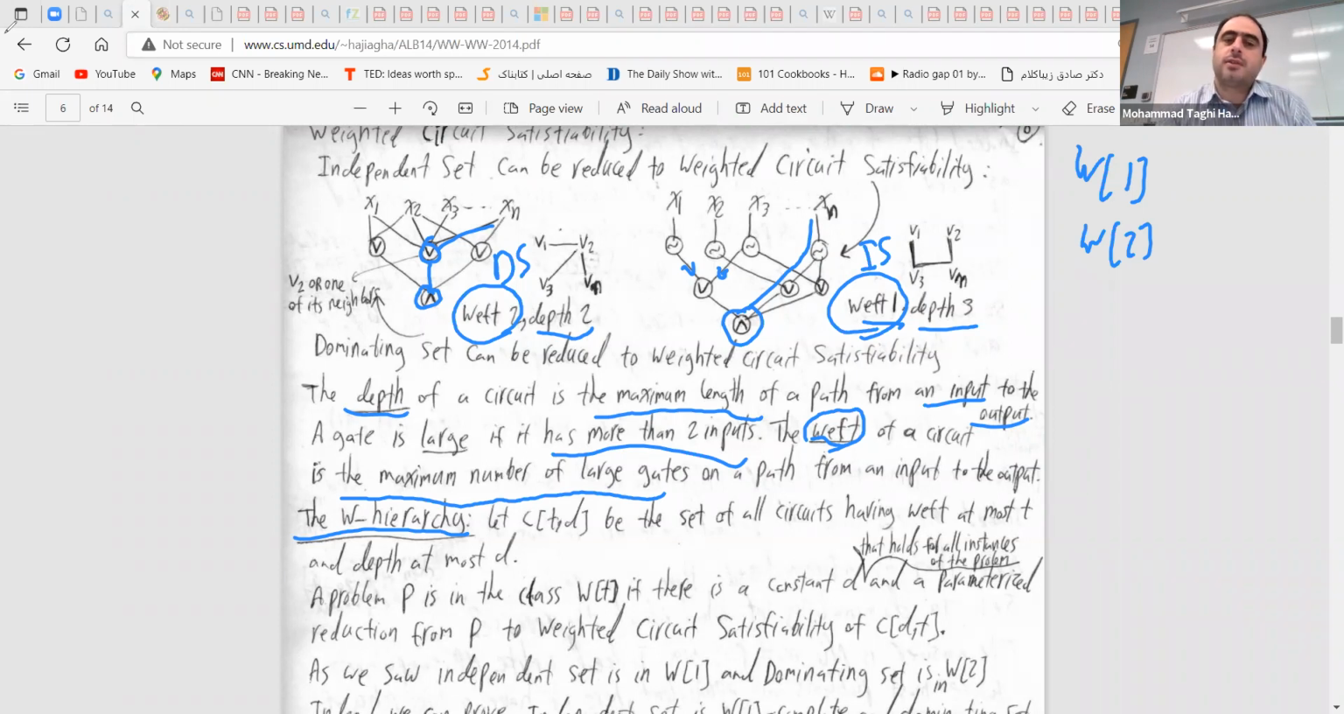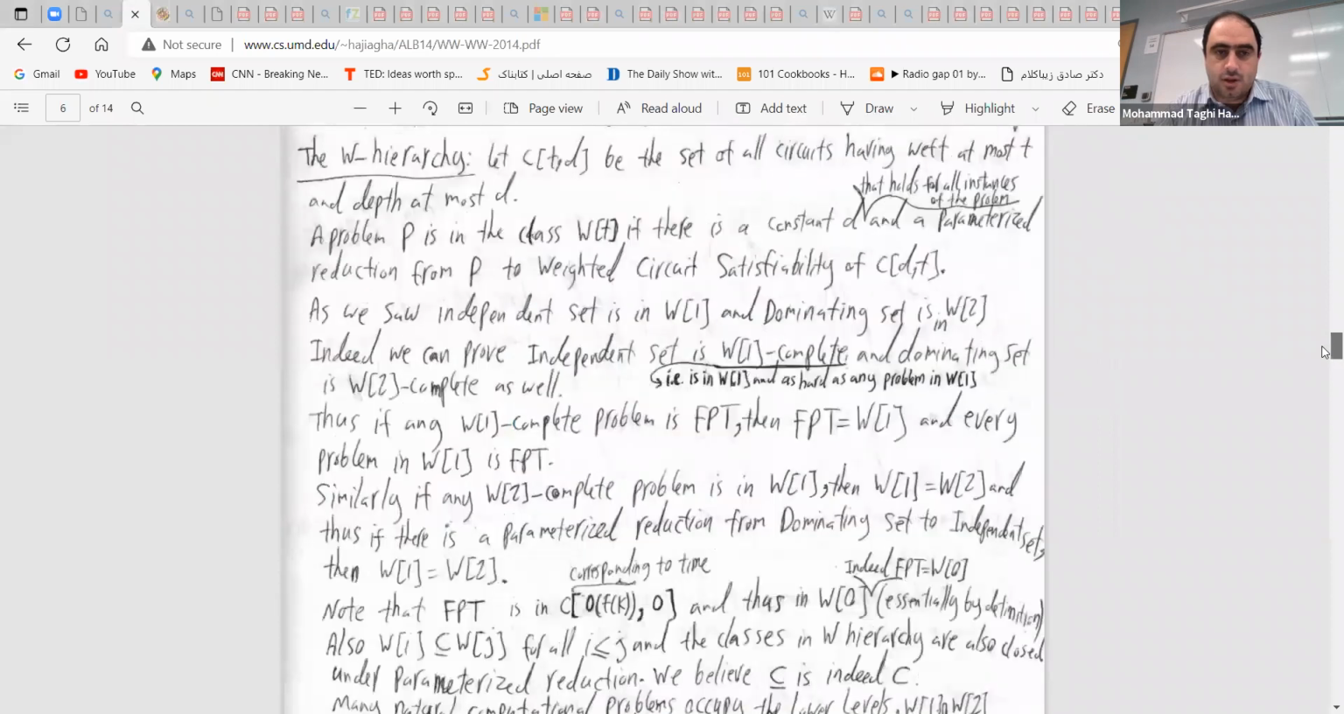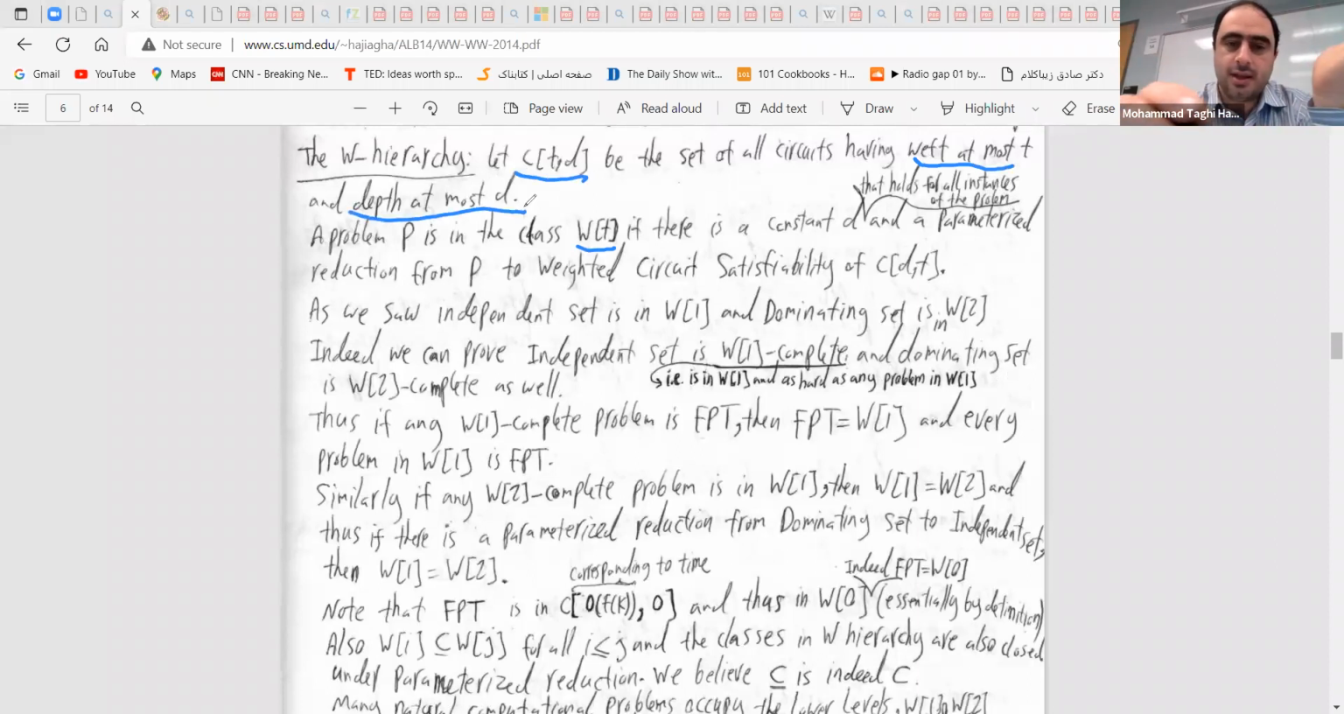So here we have this W1 and W2, or W3 actually. Let me clear everything. How can we define this class of W1 or essentially WT? Let's define CTD to be the set of all circuits having width at most T, as I mentioned, width is more important, and depth at most D. So that's a circuit of T and D. T is the width and D is the depth.